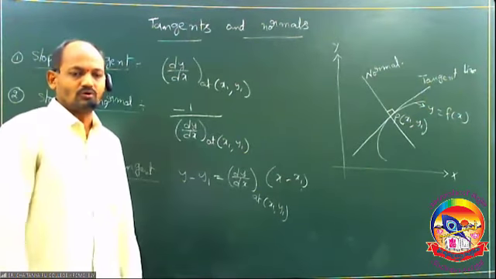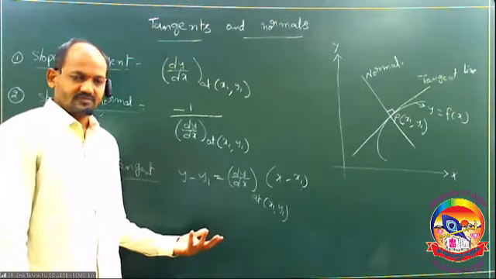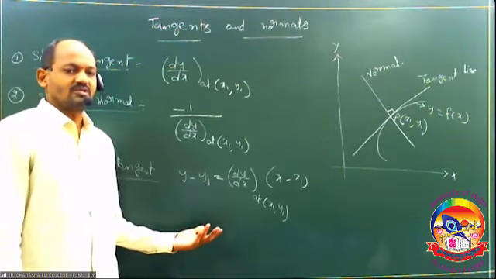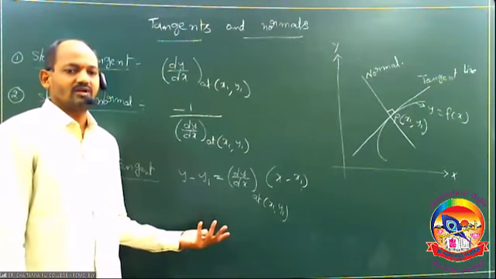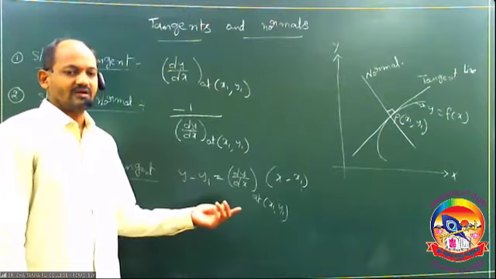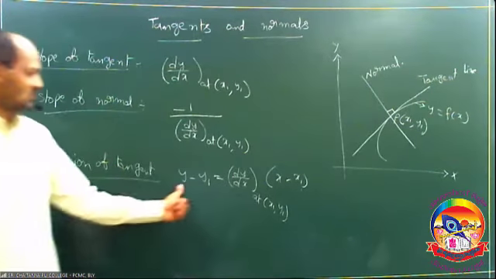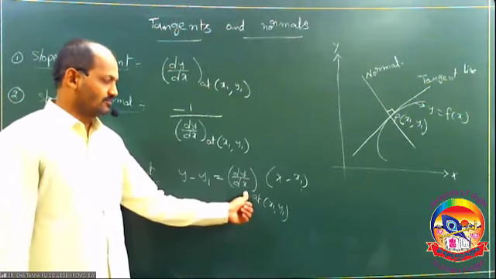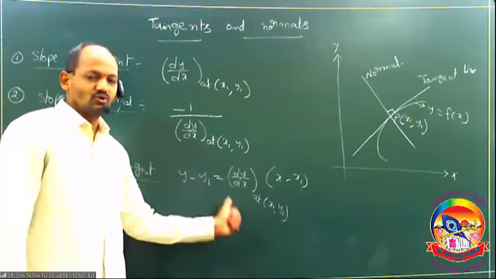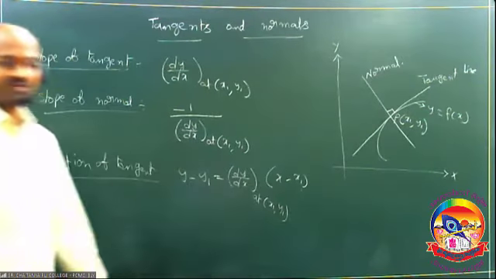m means slope. How to find the slope? Apply the derivative of the given function or curve and substitute the given indicated point, then we get the value. That is the slope of the tangent of the given curve at the indicated point. So the equation of tangent is y minus y1 equal to m, where dy by dx means slope, dy by dx at (x1, y1), into x minus x1.